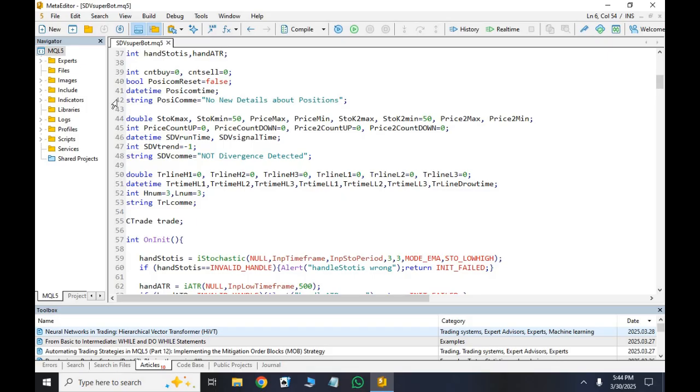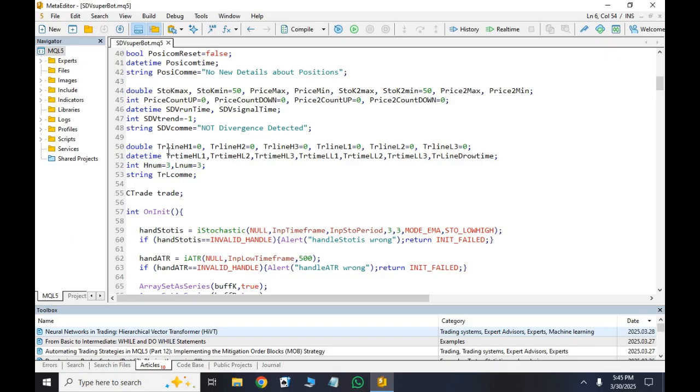And for indicators, we want sto max, sto min, price max, price min, sto2 max, sto2 min, price 2 max, price 2 min. All are double variables. And integer variables: price count up, price count down, price 2 count up and price 2 count down. And date and time variables, SDV runtime, SDV signal time. And another integer for SDV trend, and string for SDV comment, divergence comment: no divergence detected.